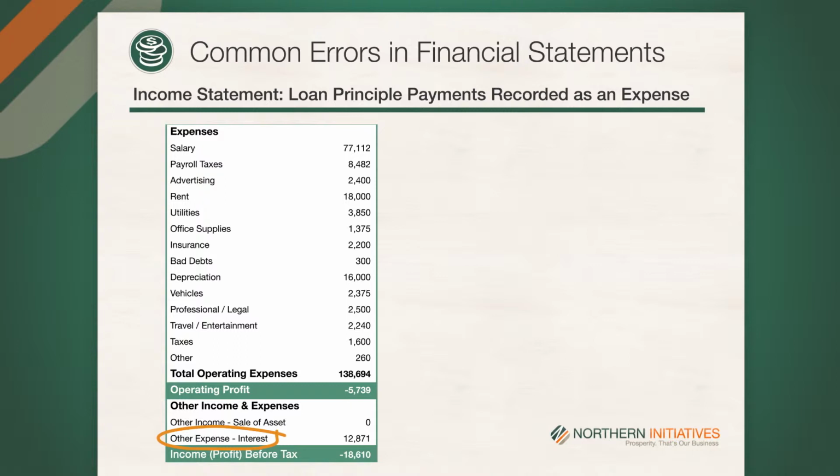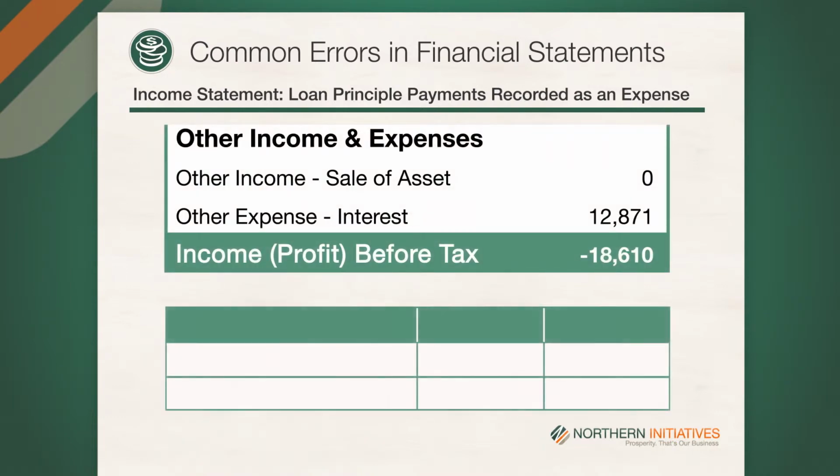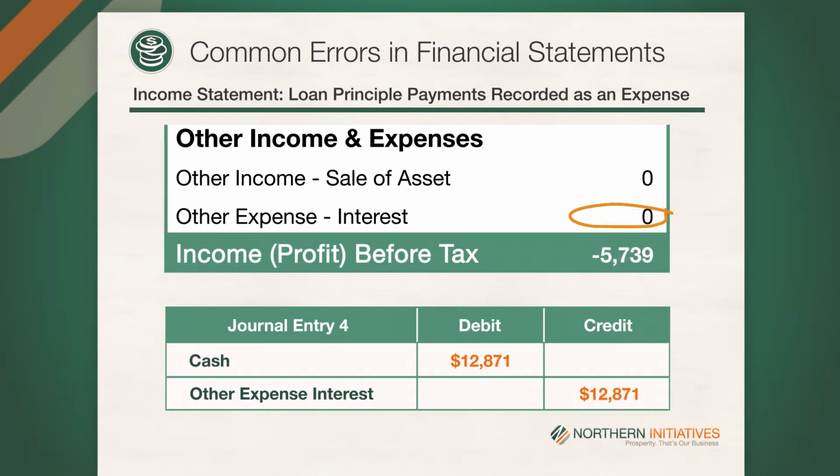In the case study, the full monthly loan payments totaling $12,871 for the year have been recorded as an expense of the business. The first step to correct is to reverse the original entry by debiting cash and crediting other expense interest. Next, record the $2,200 of interest paid by debiting other expense interest and crediting cash. The entry to record the principal portion of the monthly loan payment will be reviewed in the balance sheet section.